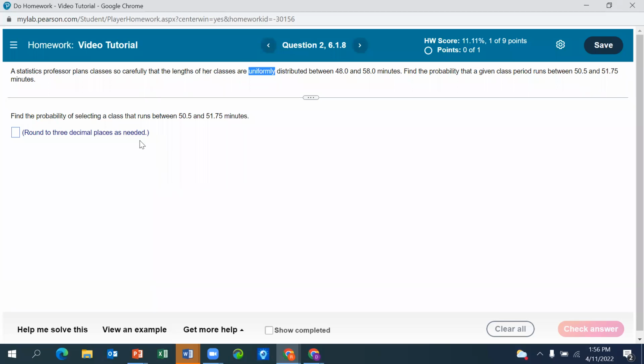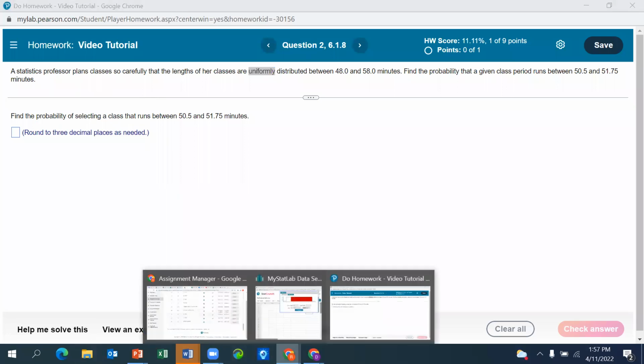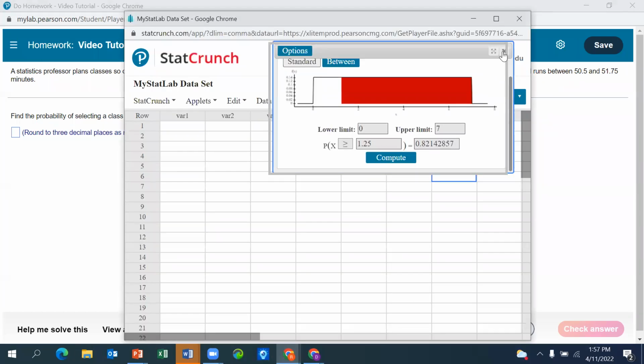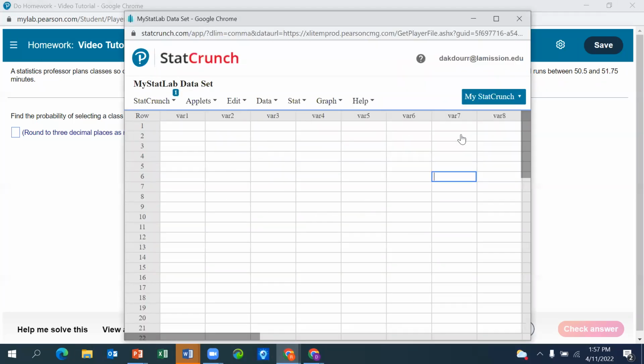So that's what we're going to be doing here. You could do it by hand if you like, but I'm going to use Statcrunch. If you cannot find Statcrunch, make sure you have Statcrunch on the side. I had another problem here. Okay, so you open Statcrunch on the side, you keep it, you minimize it.